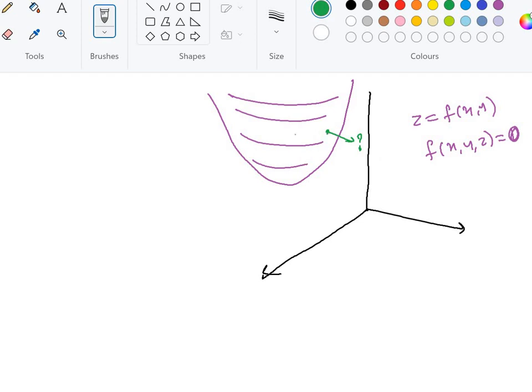Through the same point you can have many curves passing through, like through this point along the surface I can take a curve like this, right?